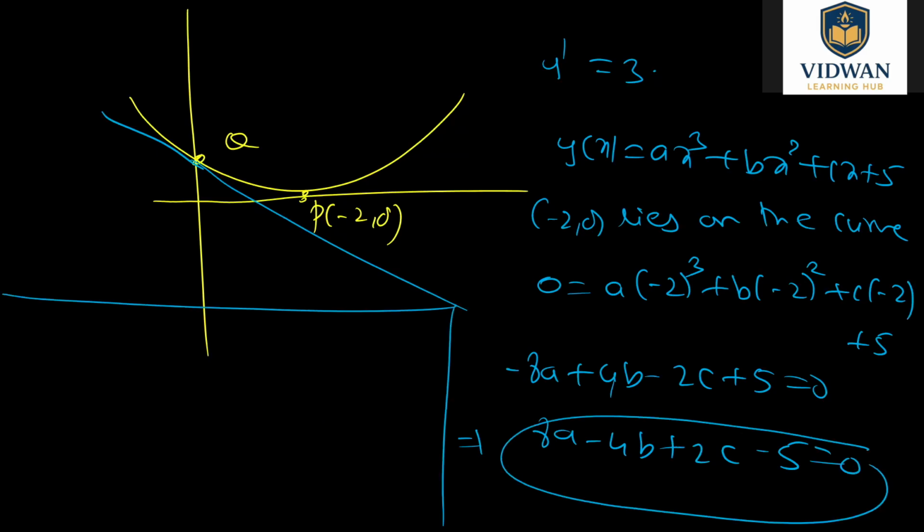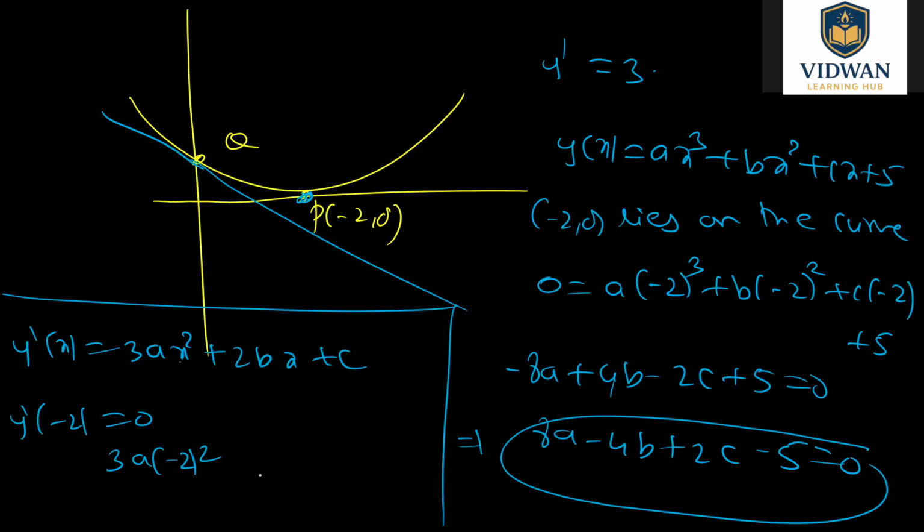Then what is the second condition? Since the x-axis is a tangent here, the derivative at this point should be equal to 0. So what is y dash of x? If you find the derivative, you'll get 3a x square plus 2bx plus c, and the derivative of 5 will be 0. At the point P, the derivative should be 0 because the x-axis is a tangent, so the slope must be 0. So y dash of -2 should be 0. So 3a into -2 square plus 2b into -2 plus c should be equal to 0. Here you'll get another condition: 12a minus 4b plus c is 0. This is condition number 2.